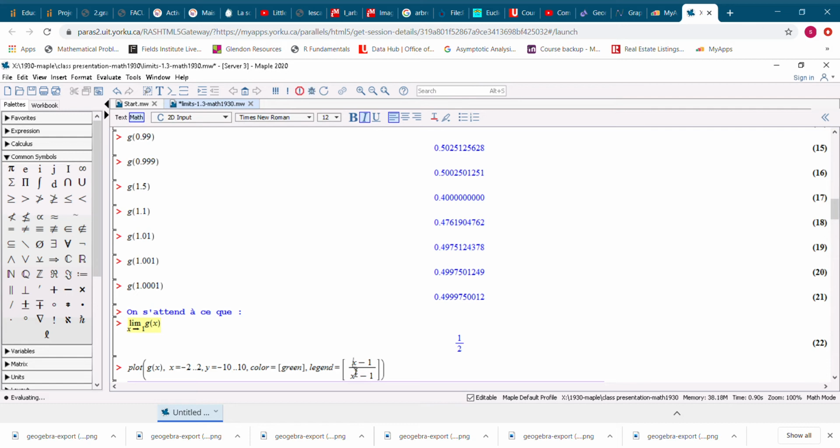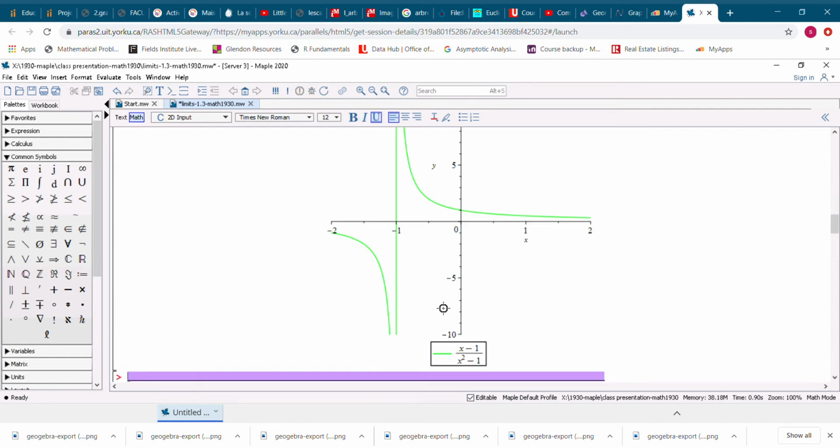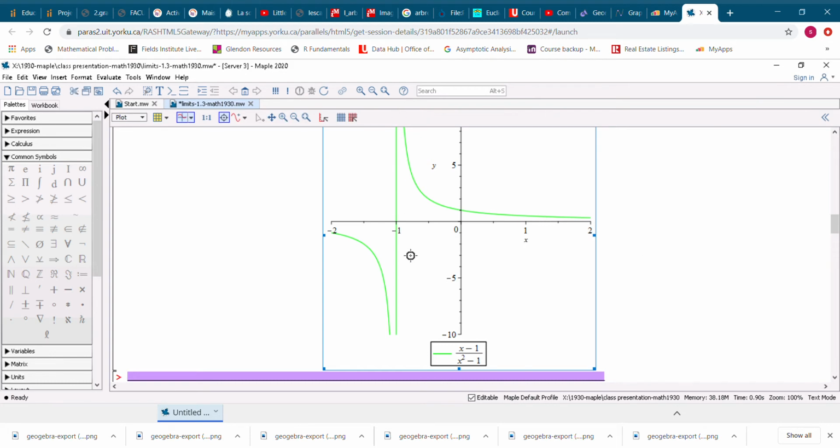For a moment, we don't know in which sense, how we can explain this. So here is the graph. This is the limit where x is different from minus 1. It seems that at 1 there is no problem: even though the function is not defined there, the values taken when x is close to 1 are close to a half. This is the unit, 1 unit, and this is a half.